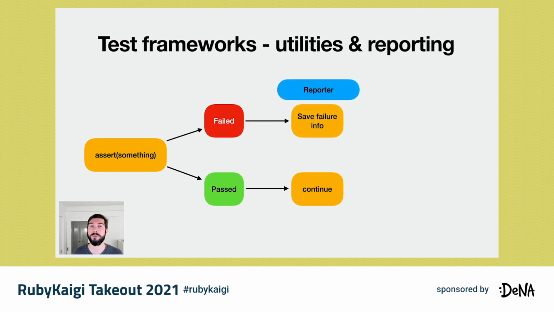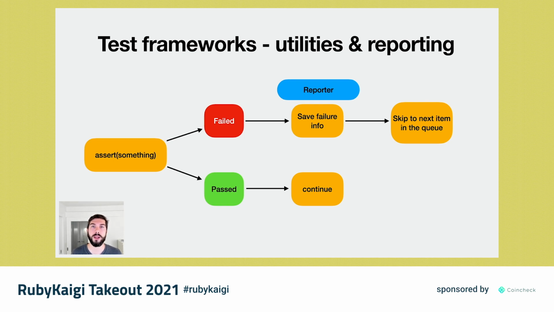We need to save information about that failure for later. In this case, we typically use a reporter class in a singleton pattern, so in a class variable, to be able to aggregate information about all of our tests that are running and display everything, the aggregated summary at the end. And after saving information, we need to be able to skip to the next item in the queue. Again, there's no point in continuing to run the test if we already know it has failed.